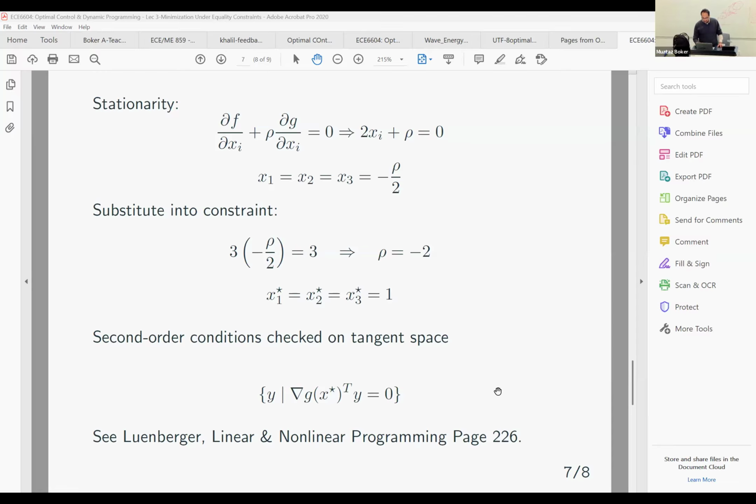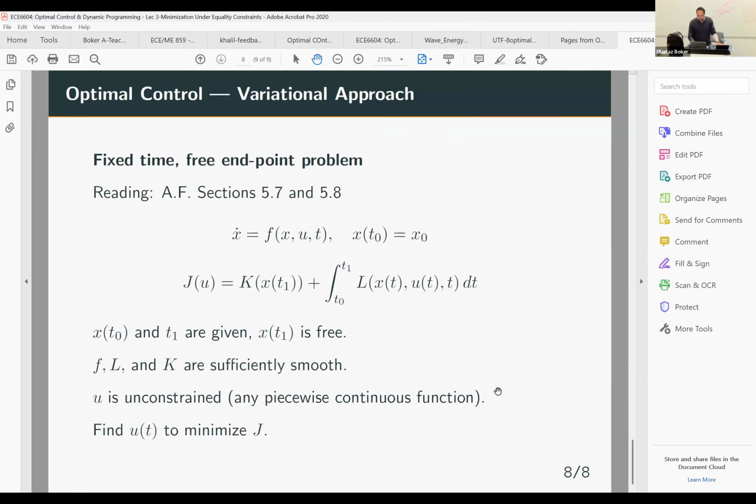All right, today I'm just going to introduce the next lecture. The next lecture is a little bit involved, so I'm not going to go deep into it. I would like you to read sections 5.7 and 5.8 in preparation for next lecture.